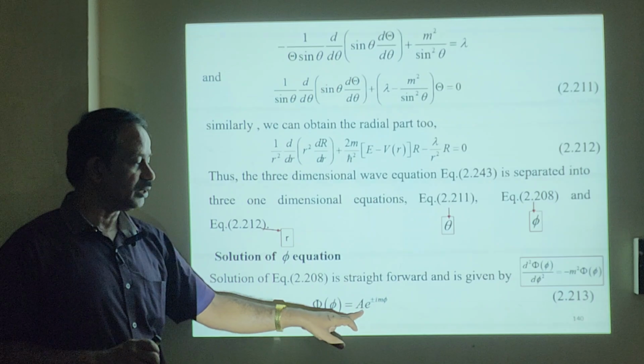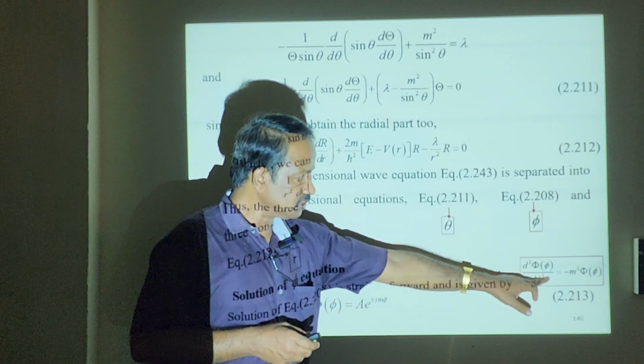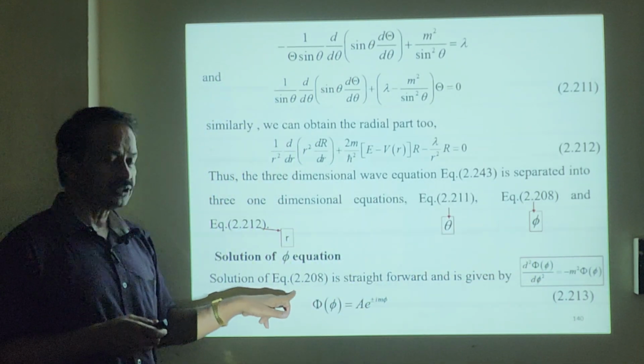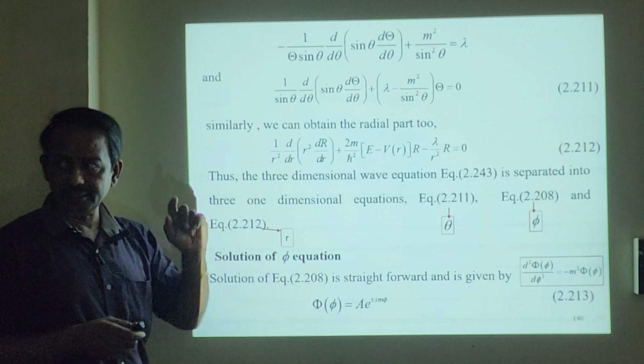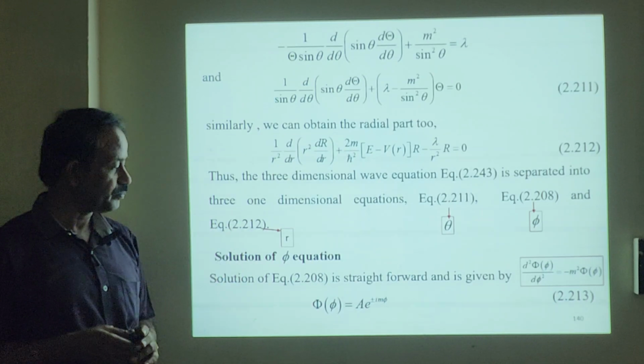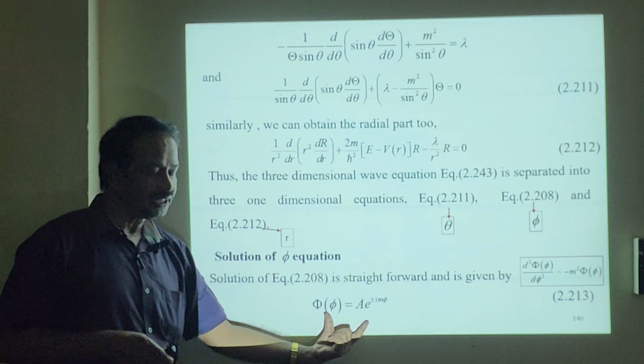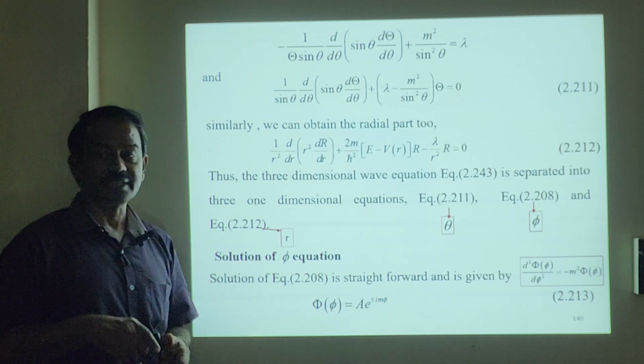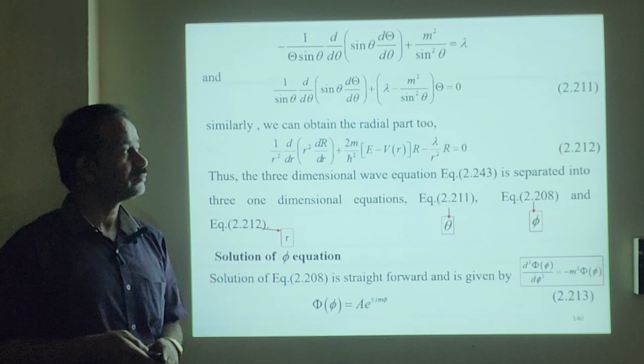Your phi will be a e power, the solution of this equation we already got. Can you remember? This solution is 2.208 for the phi dependent second order differential equation. And the solution of this one will be a e power plus or minus i m phi. Solution of this. Okay.